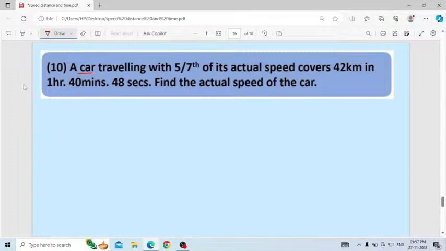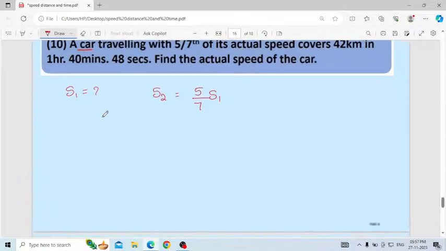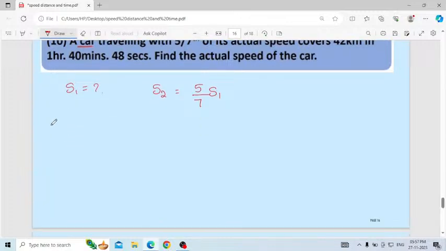A car traveling with 5/7 of its actual speed. Actual speed I will consider as S1. Then 5/7 of the actual speed, like this. Then 42 kilometers. Time is given. Find the actual speed of the car. Find the actual speed means S1 you have to calculate. Then here, time here they are given.